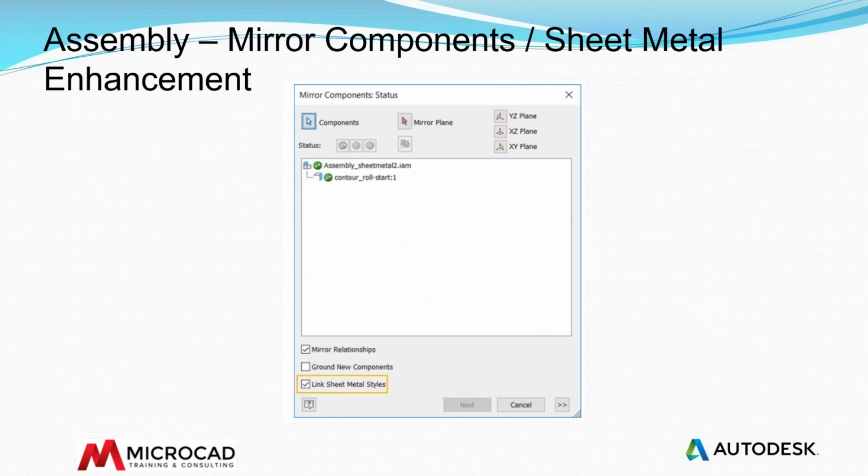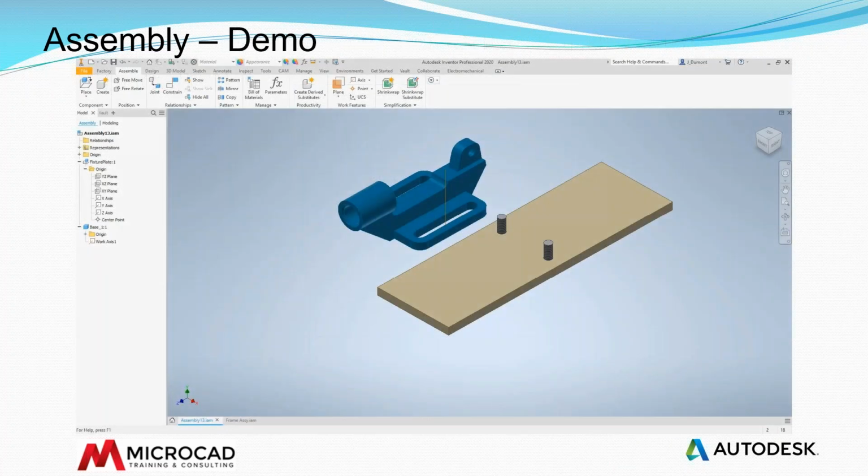The mirror component command now recognizes a sheet metal part and lets you link the sheet metal style of the source component to the mirrored copy. So let's watch a demonstration highlighting the enhancements of assemblies in Inventor 2020.